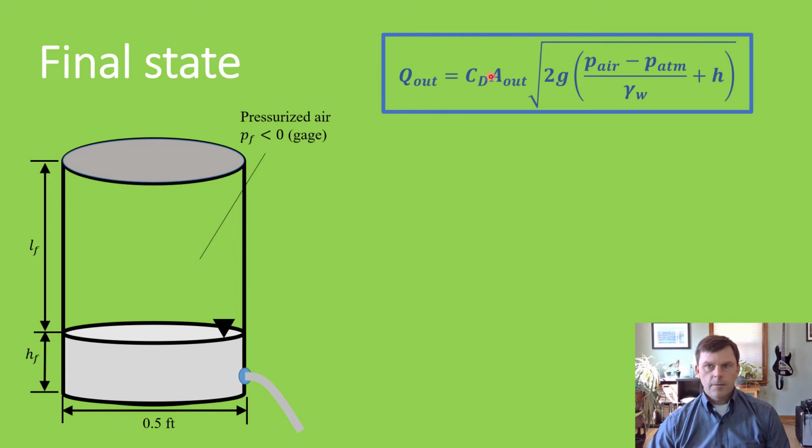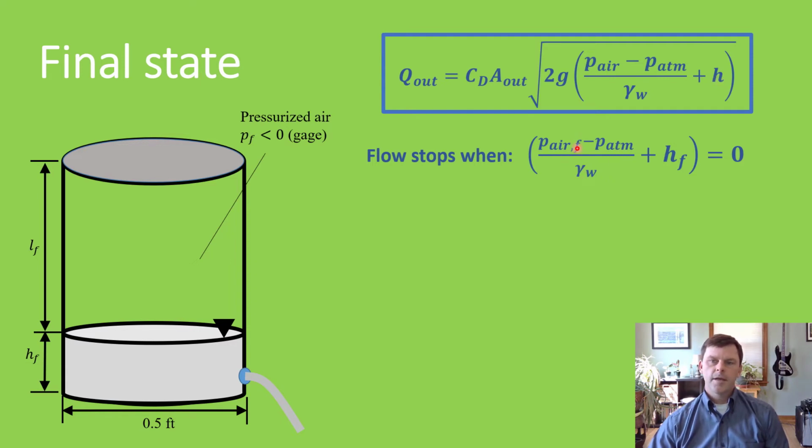So for the final state, we have our expression here, and we have this idea that the flow is going to stop when this term goes to 0. Basically, you have a negative enough gauge pressure in the air that it offsets the H. So if I'm using a subscript F for the final state, this is our final air pressure in absolute, minus the atmospheric pressure, plus the final water elevation. That should be equal to 0, and that will be when the flow shuts off.